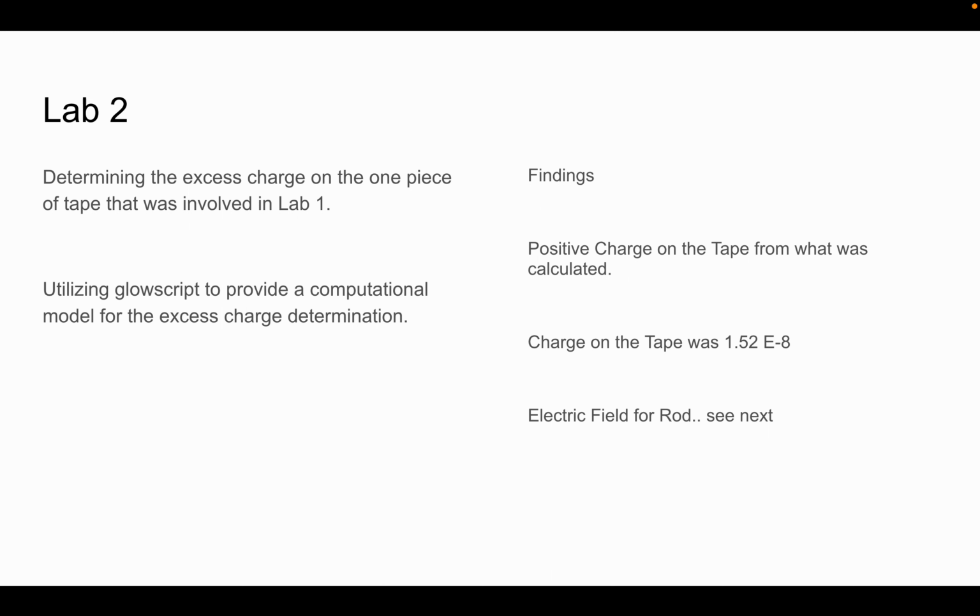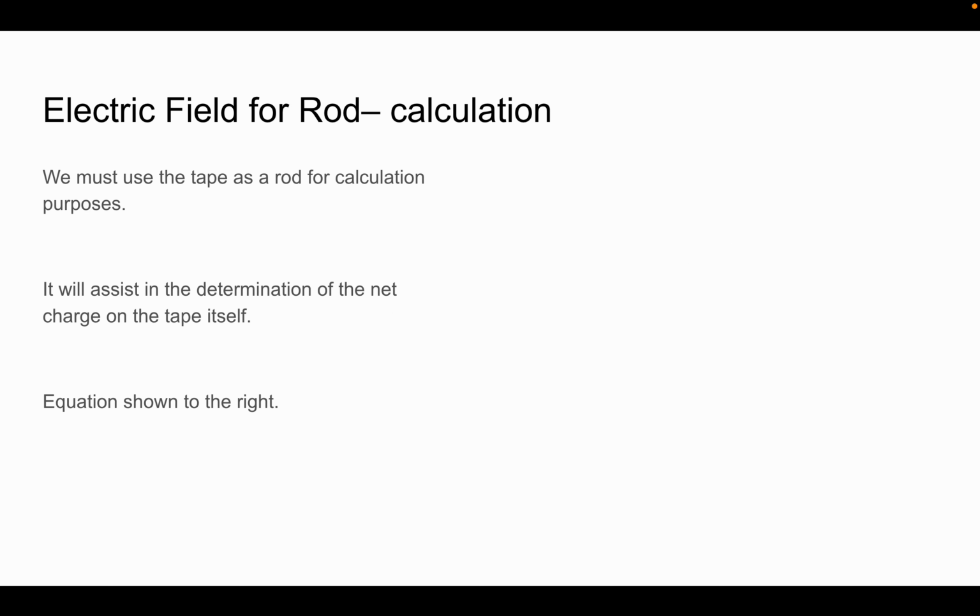The electric field for the rod is shown on the next slide. For the electric field for the rod calculation, we must use the tape as the rod. It will assist in the determination of the net force on the tape itself. It says the equation is shown to the right, but for some reason during this recording it's not shown. So to avoid having to do it all over again, I'll just read it out.